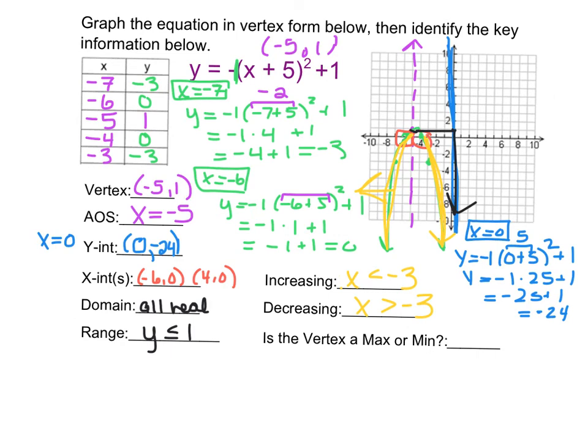And then the last thing we need to identify here, our point right here, our vertex, is the highest point on the graph, and as a result, this vertex is a maximum point.